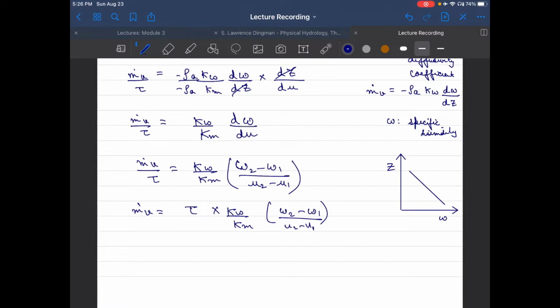Now let us take a look at this equation from a practical point. We can always calculate what is W2, W1, U2, U1, and let us say that the values of constants are known, and later on we would find that some scientists through a series of experiments showed that the values of Kw and Km are so close that we can always approximate this ratio to be 1.